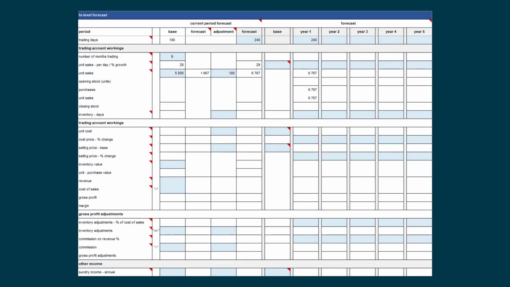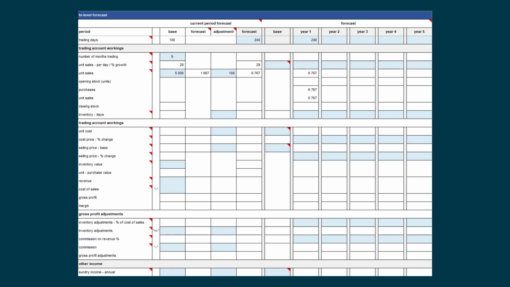Its first use is to prepare a 5-year high-level forecast for an existing business. Forecasts are usually done during a current financial period. The forecast requires actual data at a specific point, say 9 months into the current financial year.